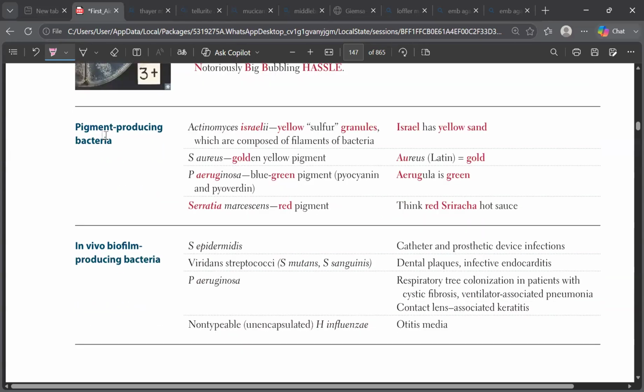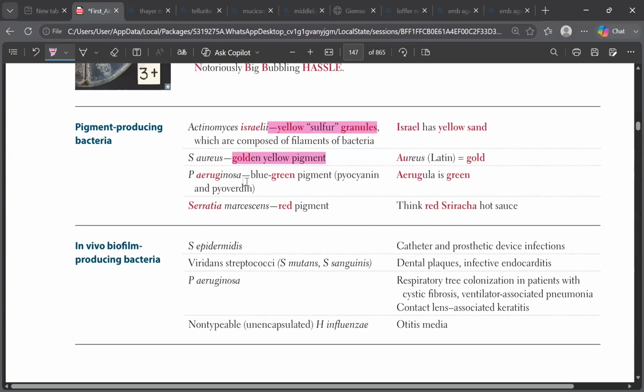The pigment-producing bacteria are Actinomyces israelii that produces the yellow sulfur granules, which are composed of filaments of bacteria. And Israelii has yellow sand. And then we have Staph aureus that produces a golden yellow pigment. And the aureus is for gold. I know that one because I've done the sketch for this one. So Staph is golden yellow pigment.